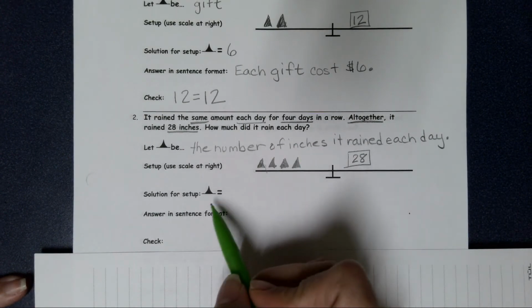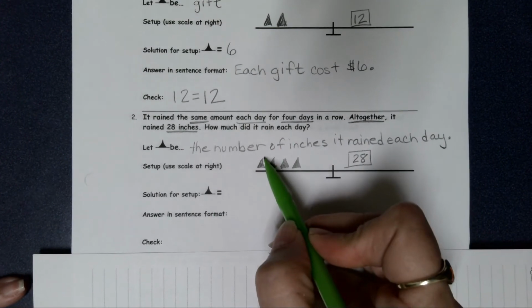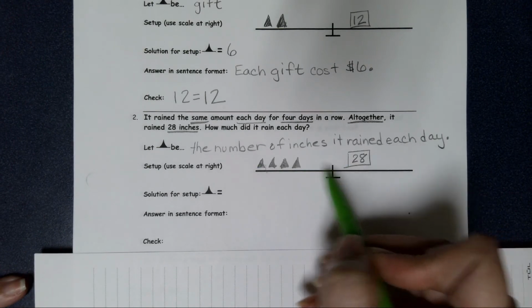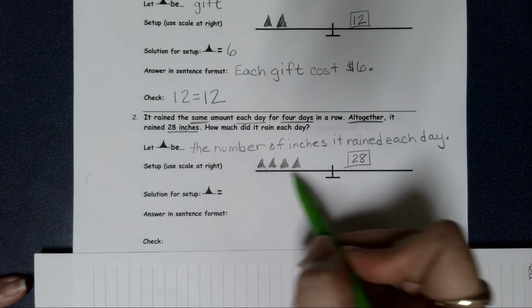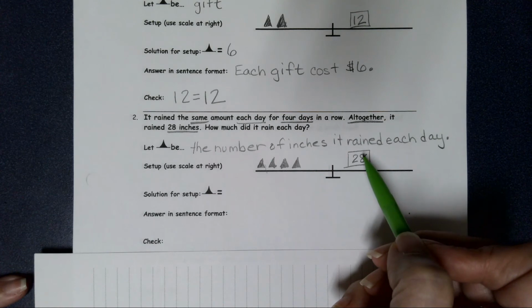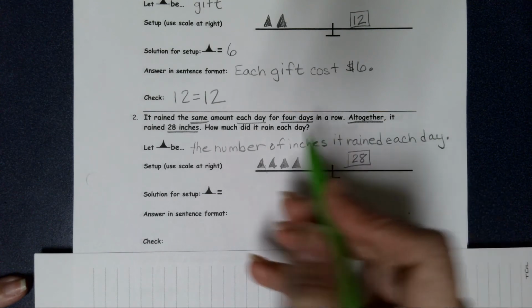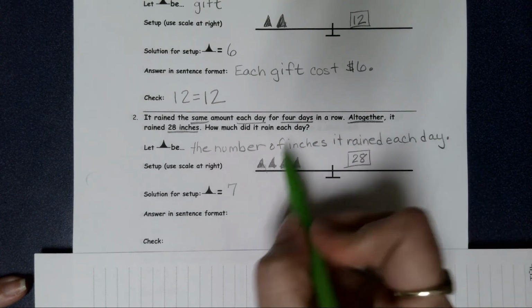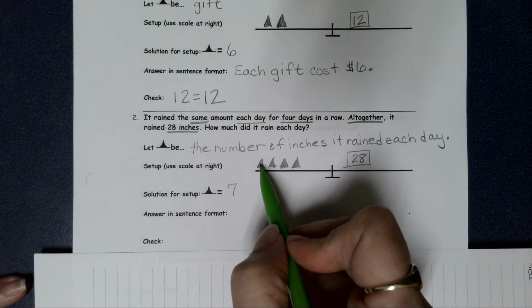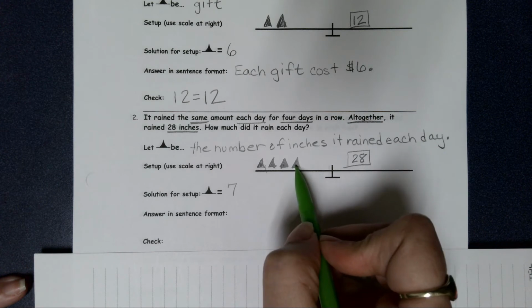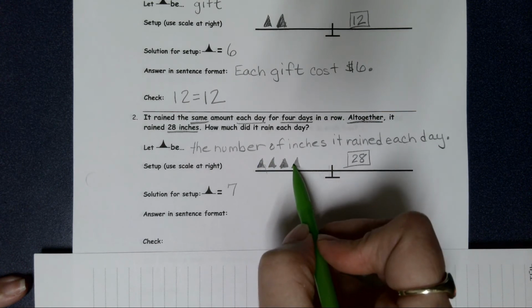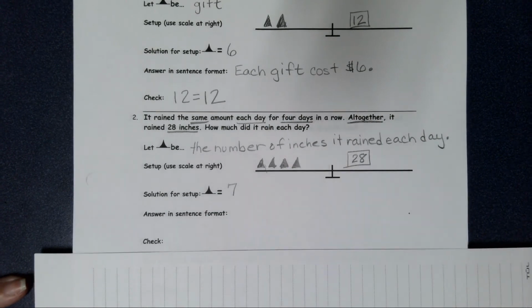The solution for the setup, if we have 4 pawns and they equal 28, how much is one pawn worth? So we can do guess and check, or we can just do division. 28 divided by 4 is 7. And I could have counted 5 plus 5 plus 5 plus 5 is 20. Count by 6s, 6, 12, 18, 24, and 7, 7, 14, 21, 28. So our solution for setup is 7.